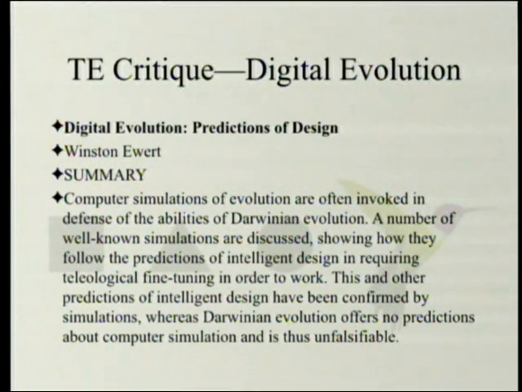Computer simulations of evolution are often invoked in the defense of the abilities of Darwinian evolution. A number of well-known simulations are discussed, showing how they follow the prediction of intelligent design in requiring teleological fine-tuning in order to work. This and other predictions of intelligent design have been confirmed by simulations, whereas Darwinian evolution offers no predictions about computer simulation and is thus unfalsifiable.